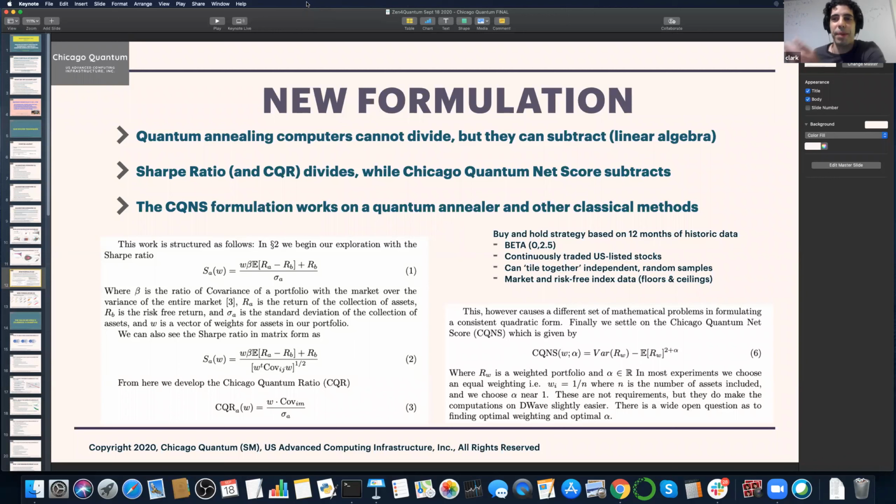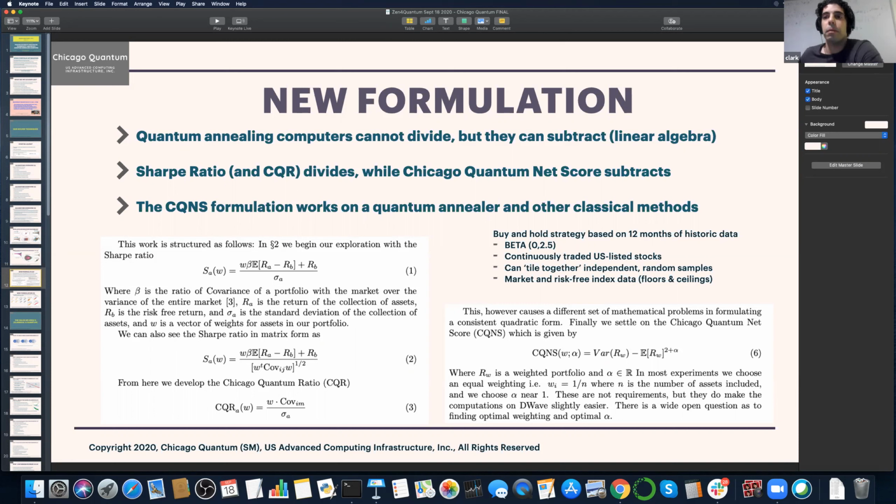So let me come back to here. Right, so what we're looking at is this. We're trying to solve a Sharpe ratio, which is expected return divided by standard deviation. For those of you in information theory, you'll recognize this as Fisher space. But a quantum computer doesn't divide, right? The classical methods don't have a problem. You say, okay, expected return divided by risk, find the best one, keep going.